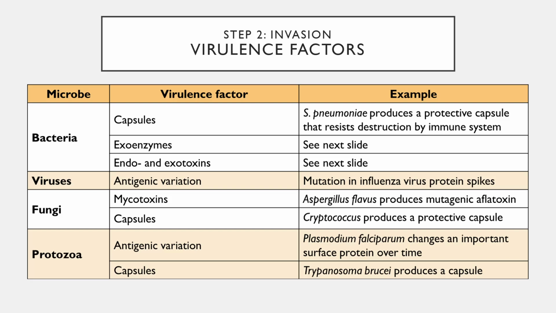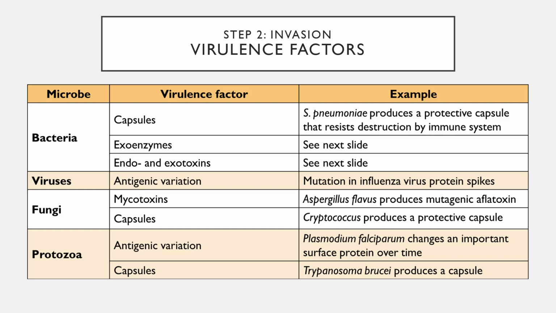Plasmodium falciparum, which is the cause of the most virulent form of malaria, changes one of the important surface proteins over time, which makes it difficult to protect against. They can also produce capsules. Trypanosoma, which is the cause of African trypanosomiasis, also known as African sleeping sickness, produces a protective capsule similar to fungi, similar to bacterial cells.